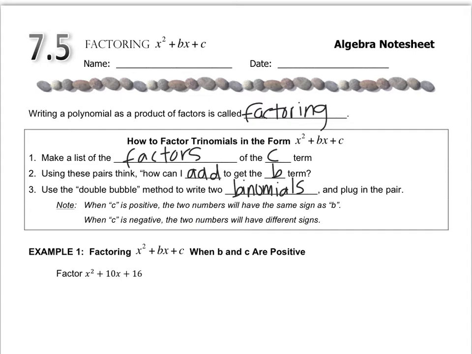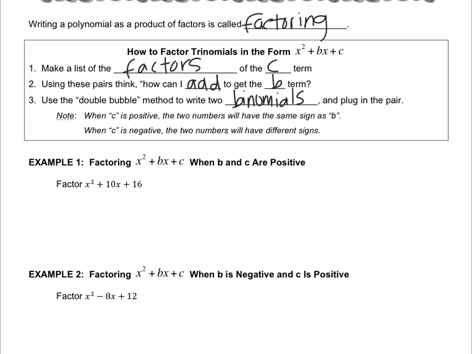So let's look at what these steps tell us to do. In example 1, they want us to factor x squared plus 10x plus 16. So the first thing that we do is we make a list of the factors of the c term. So what two numbers multiply to 16? Now, after you get to be more advanced with this, you don't have to write out the list, but I'm going to go to the side and write out the list. So I've got 1 and 16, 2 and 8, 4 and 4. I also have -1, -16, right? Don't forget the negatives. -2, -8, and -4, -4. So those are all the pairs of integers that multiply to 16.